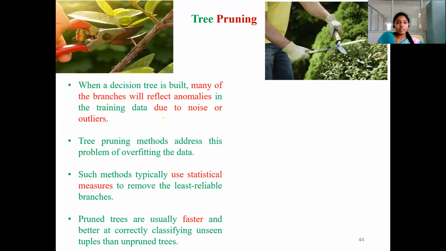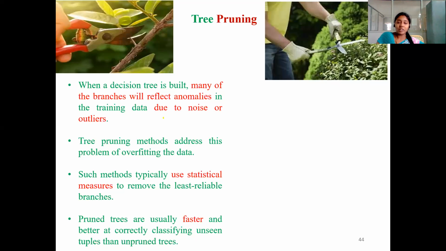So when a decision tree is built, many of the branches will reflect anomalies in the training data due to noise or outliers. So tree pruning methods address this problem of overfitting the data. Such methods typically use statistical methods to remove the least reliable branches. That means the branches which are not reliable, which include some noise or which are unnecessary or uncertain, can be removed based on some statistical methods.